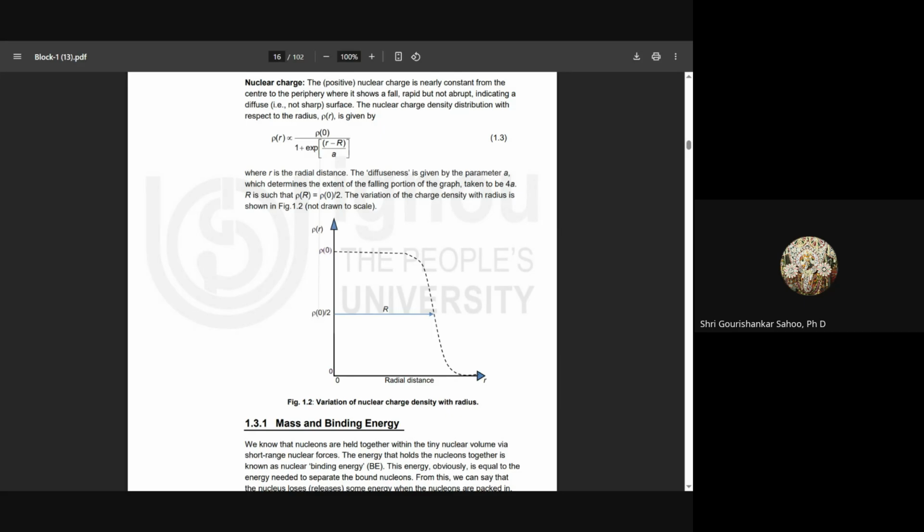So the nuclear charge density distribution with respect to radius, rho of r, is given by rho of r is proportional to rho 0 by 1 plus exponential of r minus R by a, where r is the radial distance, and a is the diffuseness parameter, which determines the extent of the falling portion of the graph, taken to be 4a. R is such that rho of r is equal to rho 0 by 2. The variation of charge density with radius is shown in the figure. On the y-axis you have rho, and on the x-axis you have r.